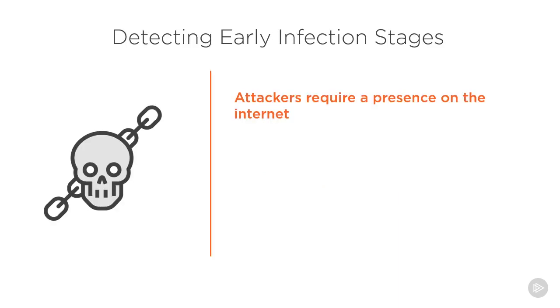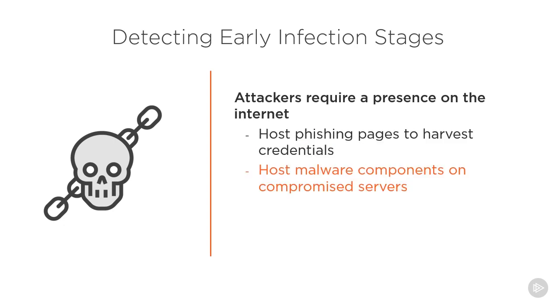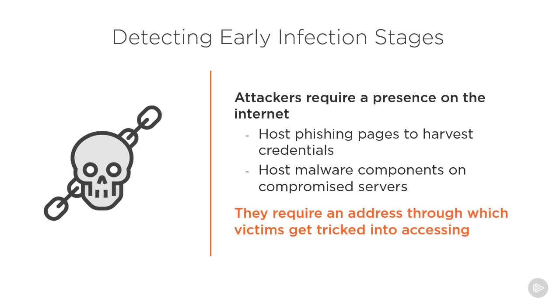To mount successful attacks, attackers require a presence on the internet, to either host phishing pages to harvest credentials, or to host malware components on compromised servers. These are just a few examples. For this to happen, they require an address through which the victims can get tricked into accessing.